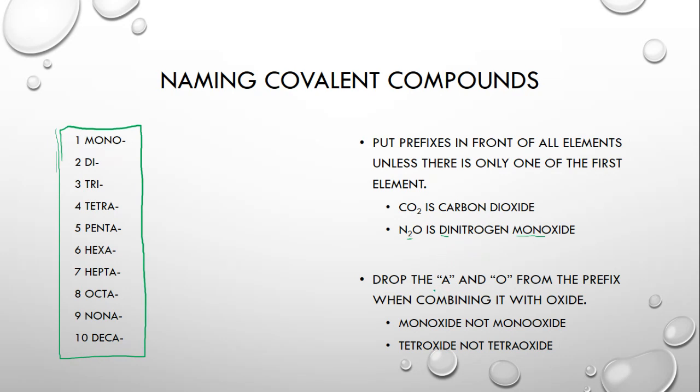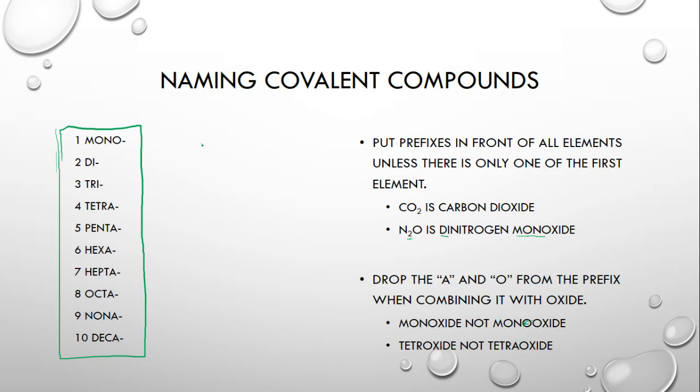Here's the other thing, which is mainly for the sake of simplicity. If you have a prefix ending in A or O, like mono, and most of them have A's, like you can see right here, most of them, 4 through 10 and 1, when you combine it with oxide, we drop the A or the O. It is monoxide, not monooxide. We dropped one of those off of there. So it went bye-bye. And it's tetroxide, not tetraoxide. Otherwise, you leave it be.